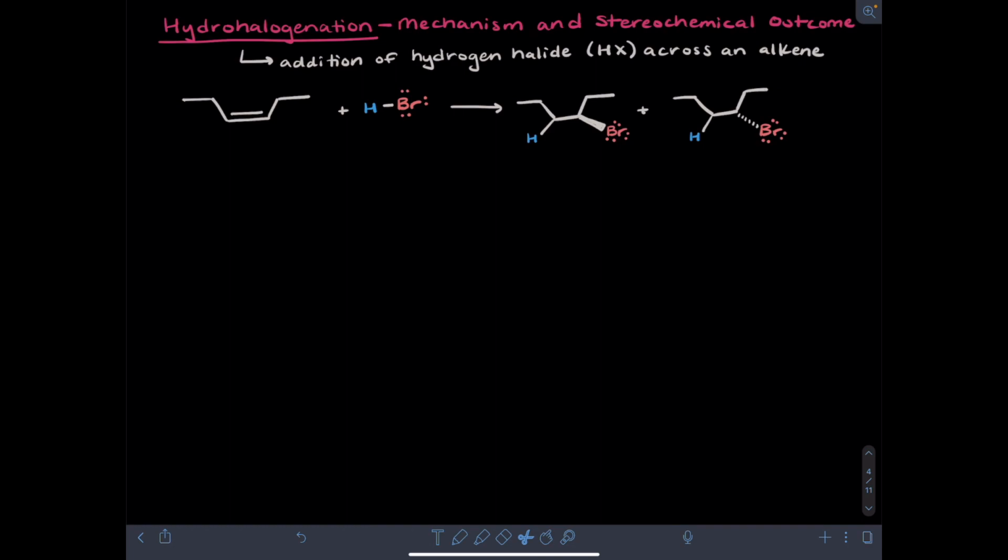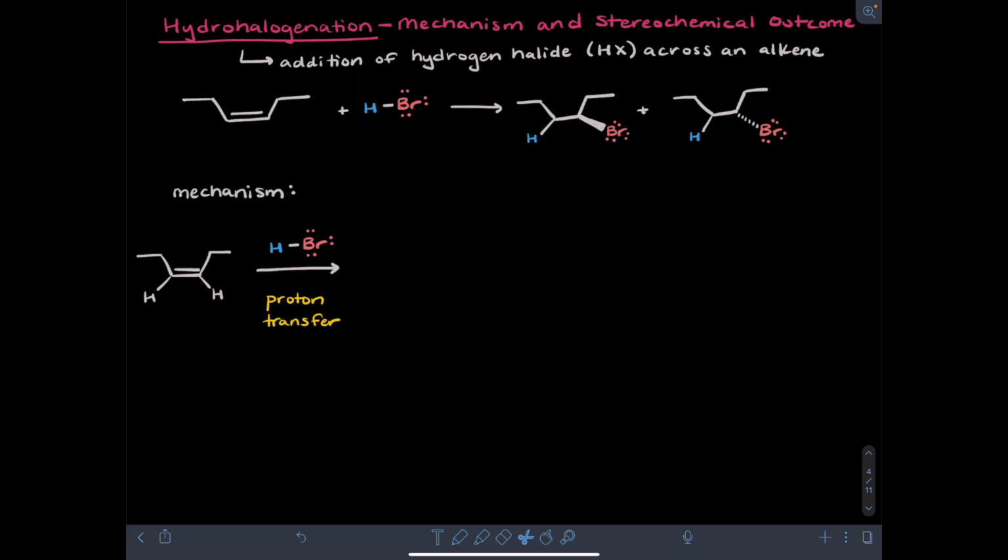This reaction would form two products. In both reactions, I've added H to one carbon of the alkene and Br to the other carbon of the alkene, and the only difference in my products is the stereochemistry. In the products, the carbon that is attached to bromine in each case is a chiral center, and I've formed two enantiomers of product. I want to walk you through the mechanism of this hydrohalogenation reaction.